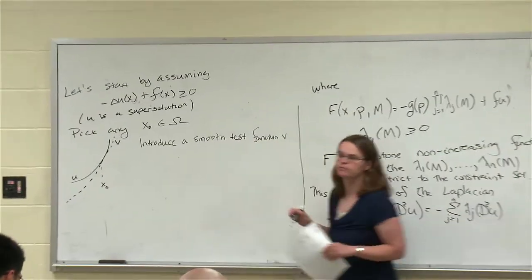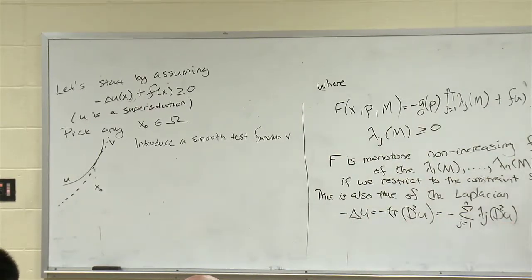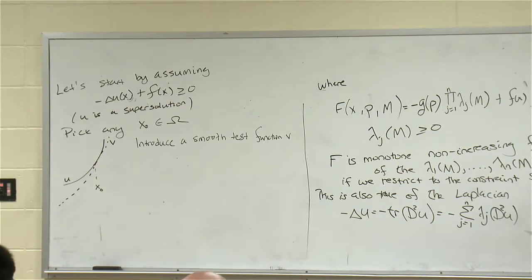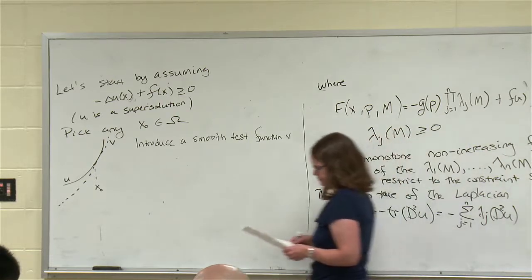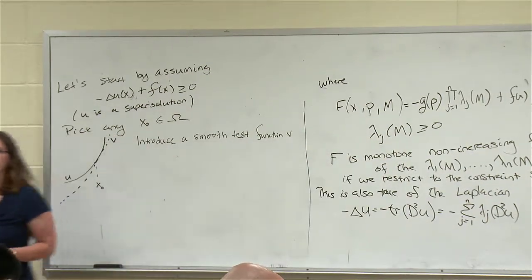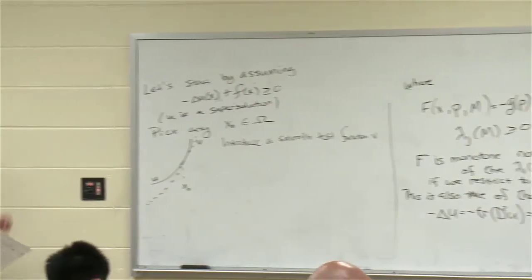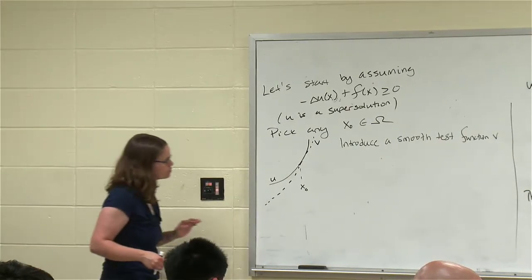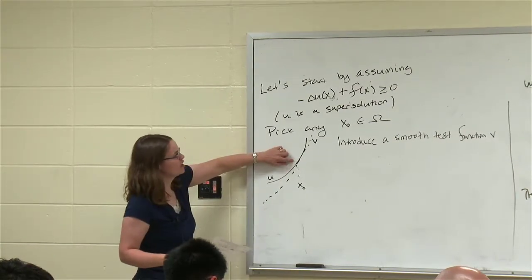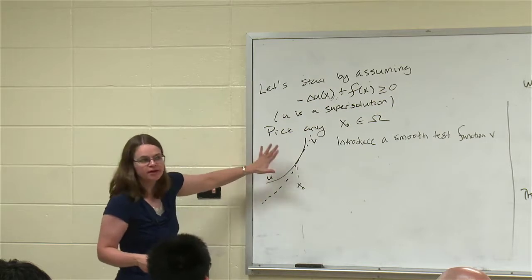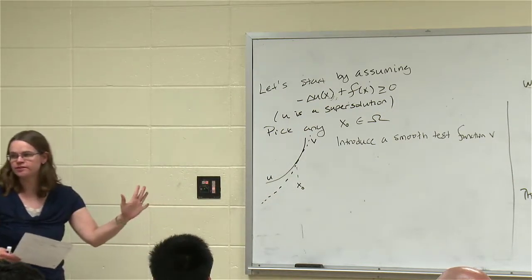All right, v is smooth. We want to take derivatives of v. We don't want to take derivatives of u. Let's use what we know about local extrema. I've set this up so that u minus v has a local extremum at this point x naught.